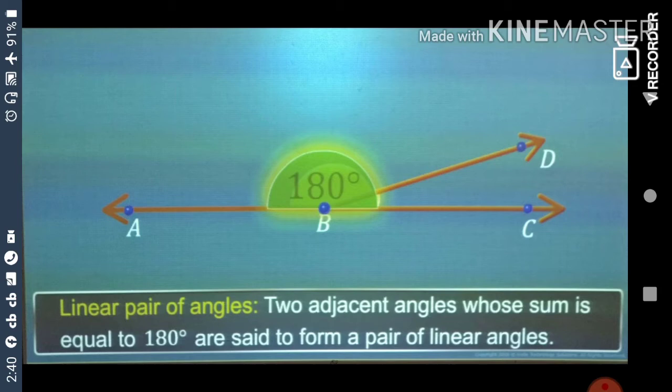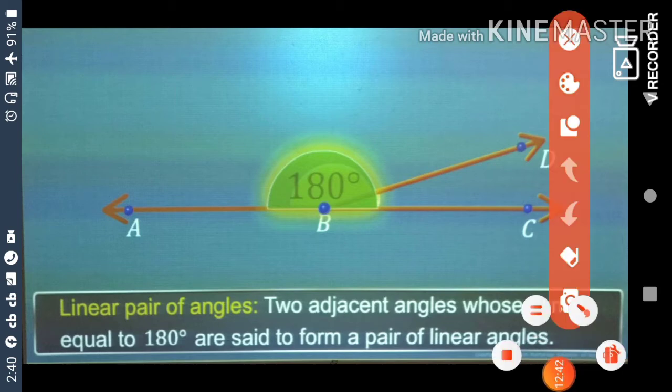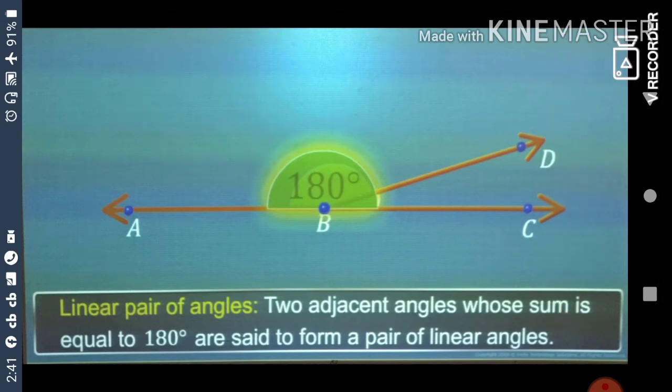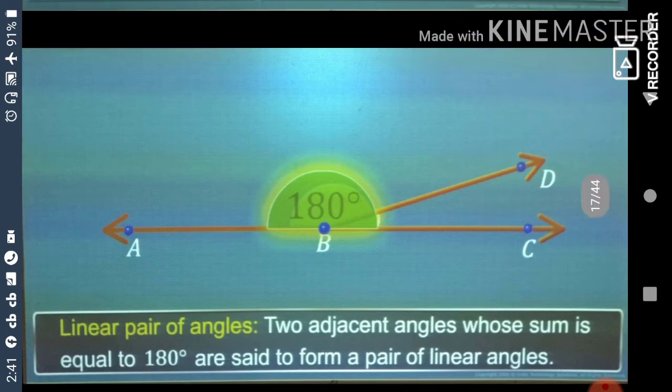Now as you can see here, we are having two angles. Angle ABD and angle CBD. These two angles are here. Just check the figure. ABD and CBD. These two angles, when we add their sum, it will be equal to how much? 180 degree. So you can say that this is a linear pair. Angle ABD plus angle CBD equals 180 degree. Why? Linear pair. Okay, clear or not? So this is a linear pair of angles. I hope it is clear to you.